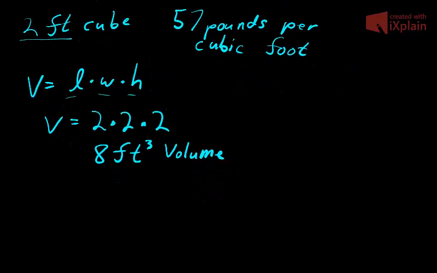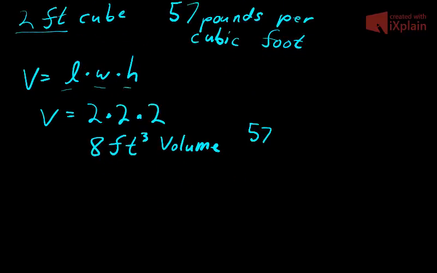And I know that is 57 pounds per foot cubed. So looking at this, I have 57 pounds for every foot cubed and 8 cubic feet. So this is like if I'm buying 8 candy bars at 57 cents, 57 cents per candy bar. How I'm going to find that is going to be multiplication.